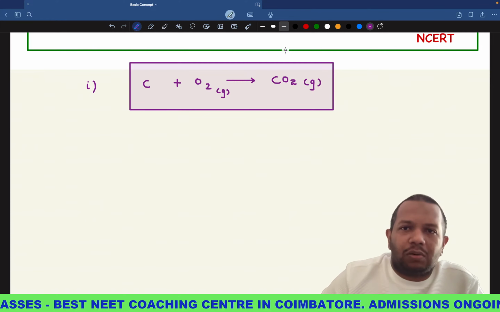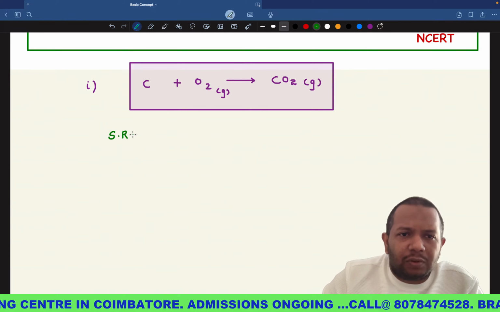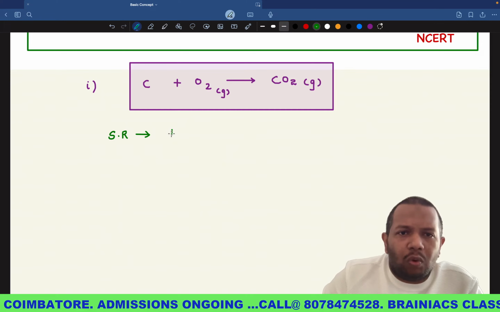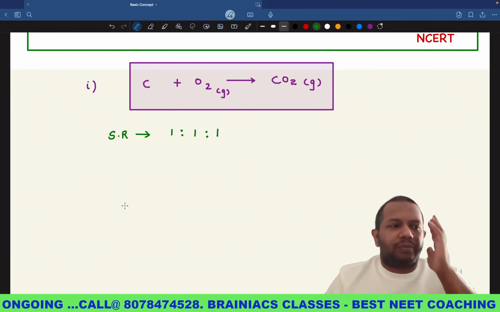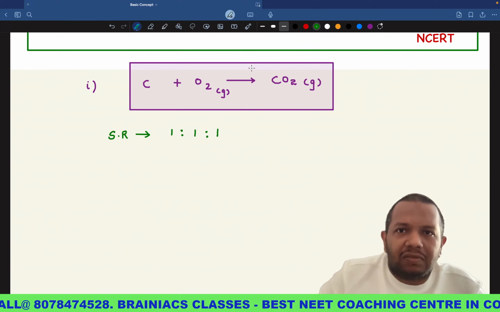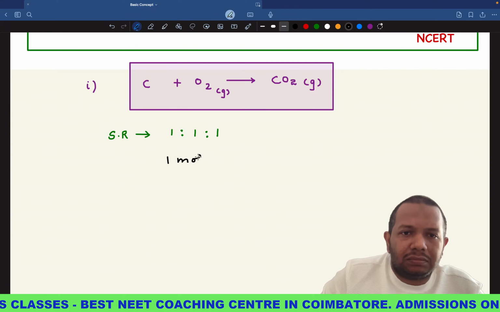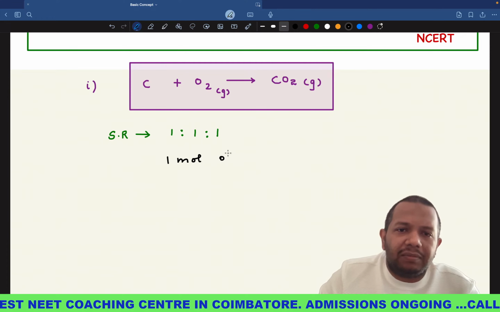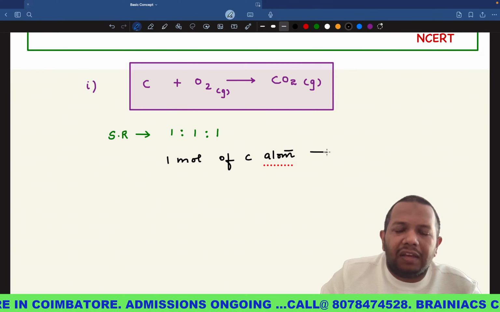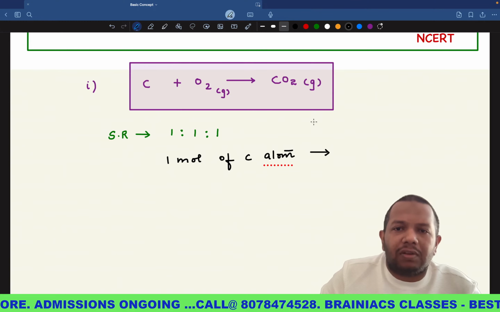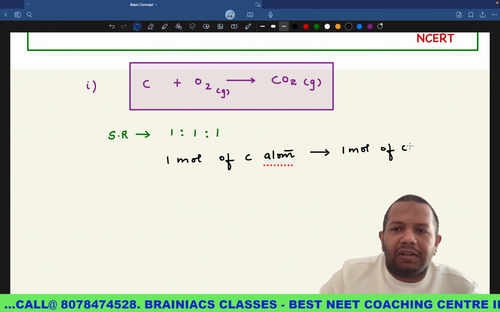So first thing, what do you need to write? Very simple, the stoichiometric ratio. So what is the stoichiometric ratio here? 1:1:1. That is the stoichiometric ratio. So what does that mean? It means 1 mole of carbon atom can give rise to 1 mole of carbon dioxide. Okay, the answer is completed in one shot.